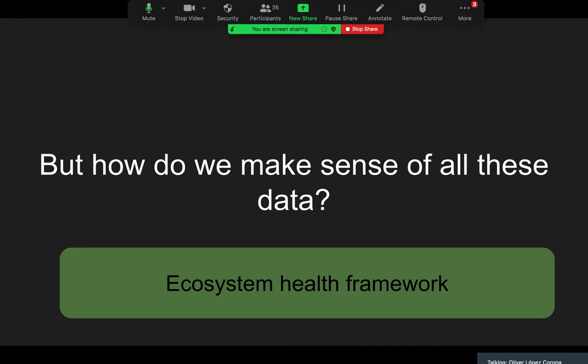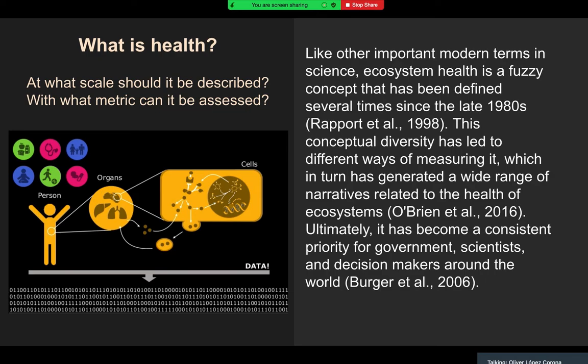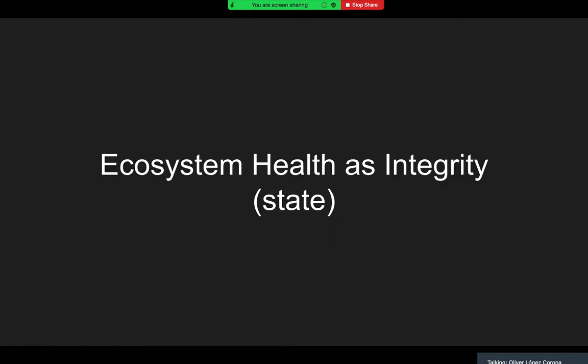How can we make sense of all this data? For that, we think that an ecosystem health framework is required. And like many other modern terms in science, ecosystem health is a fuzzy concept that has been defined several times since the late 80s. This conceptual diversity has also led to different ways of measuring it, and in turn it has generated a wide range of narratives related to the health of ecosystems.